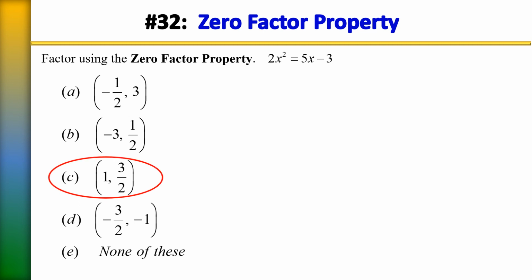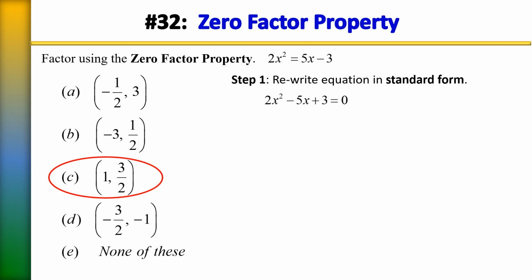Choice C. Now recall, to use the zero factor property, the quadratic equation needs to be in standard form. And standard form is where all of our numbers are on the left side and 0 on the right side. So to get this equation in standard form, I would need to subtract 5x from each side and then add 3 to each side.